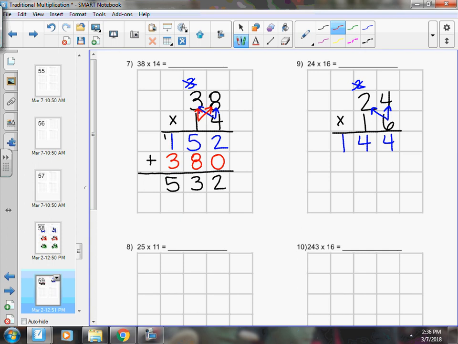Now we're going to multiply with our 1, and remember our 1 is in the tens place, so putting a 0 there will bump everything to the column that it's supposed to be in. 1 times 4, then 1 times 2. 1 times 4 is 4, 1 times 2 is 2. Add our two products together for our final product of 384.